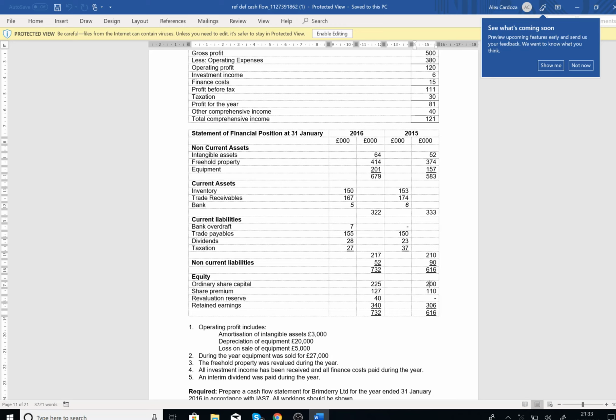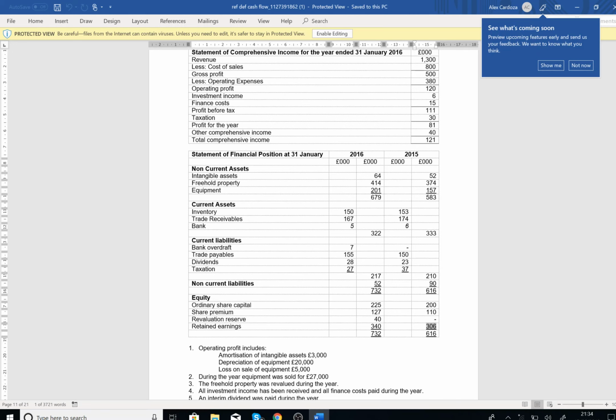So with regards to the other one, for working out how much dividends you paid in the year, you take 306, because that's what you would expect. It's the link between the income statement and the balance sheet. You would expect the retained earnings. So you'd have 306, and then you've got profit after tax, so profit for the year, 81. If you didn't pay any dividends, you would expect that 306 plus 81 to be your retained earnings, which is 387.